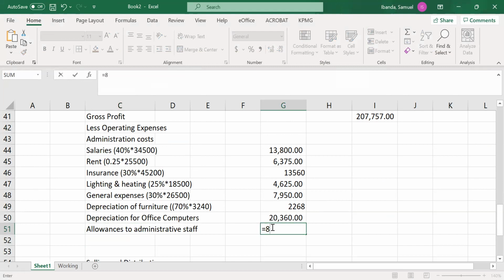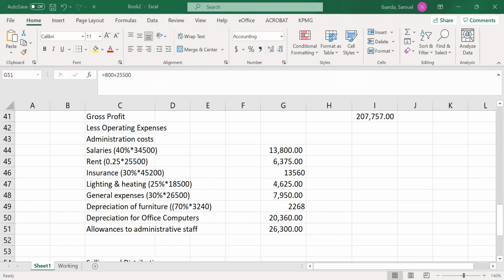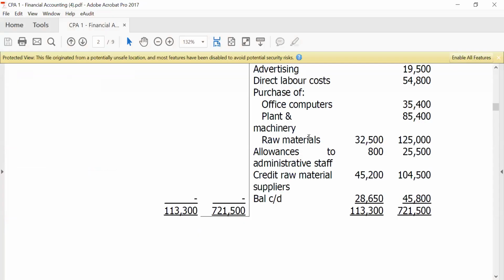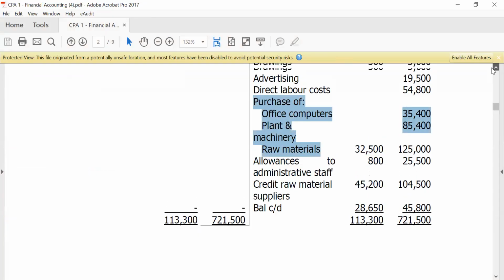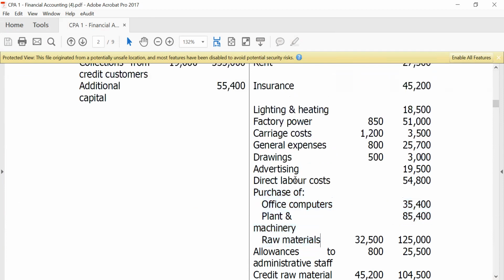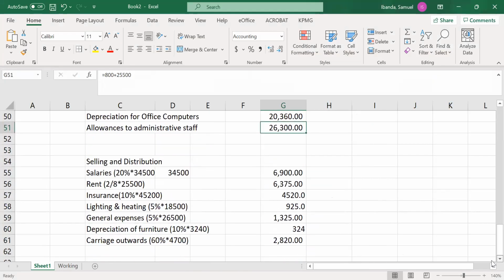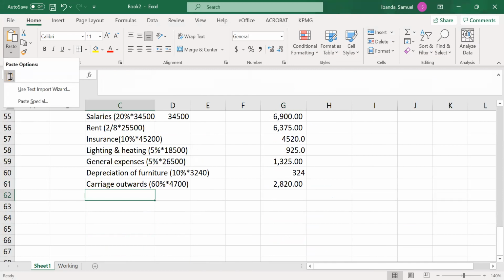So they are 800 plus 25,500, giving us 26,300. So you have written the administration costs. So these ones I already took into consideration. This one is not relevant here. Advertising, this one, we've not talked about it. Advertising is a selling and distribution expense. So I'll just bring it down under my selling and distribution expenses and say advertising.